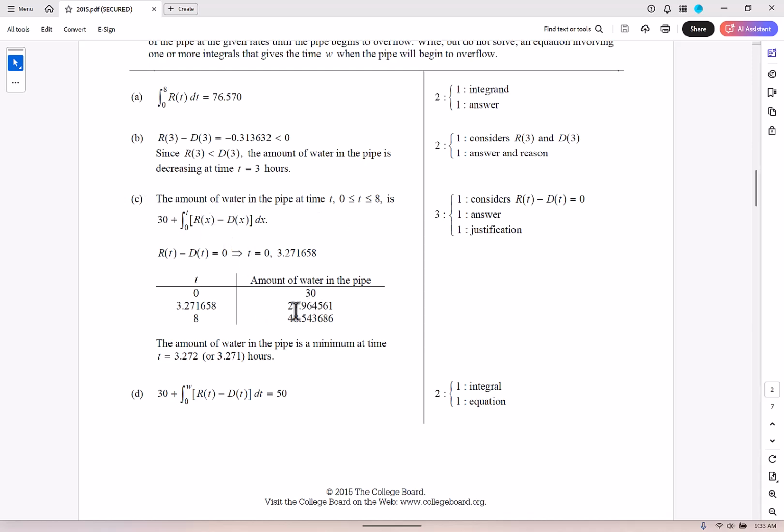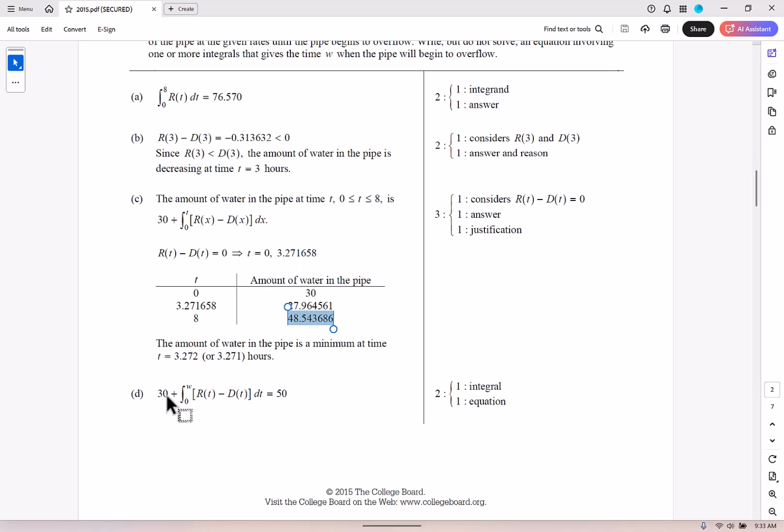So here they did the same thing we did. You don't necessarily have to show the A. You can say max or you can say not applicable, but to play it safe, I would just fill in all of those. Critical numbers and endpoints for minimum. The amount of water in the pipe is the minimum at time t equals 3.272 or 271. Did they want the amount of water? I guess they didn't. They just wanted the time.